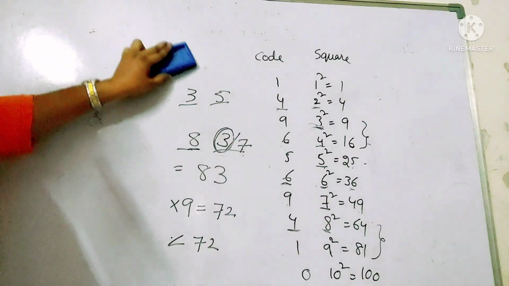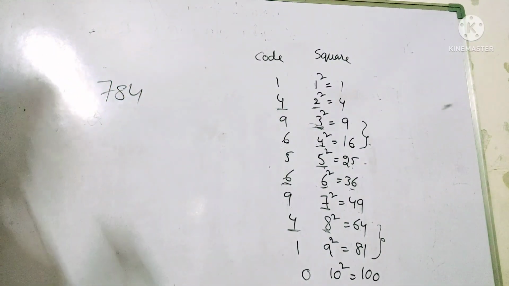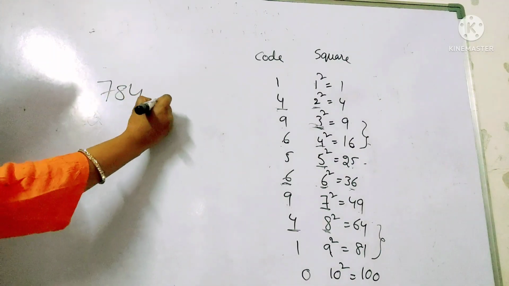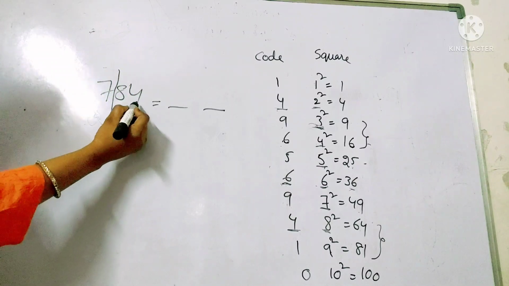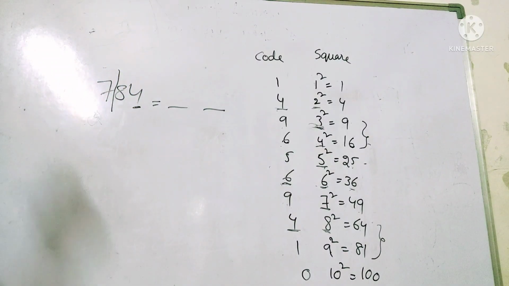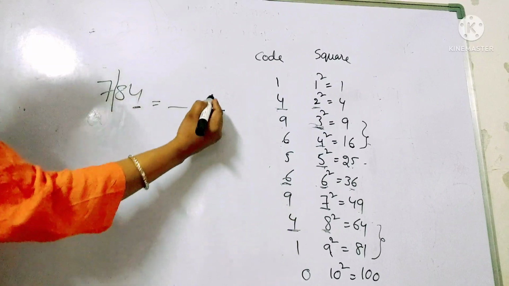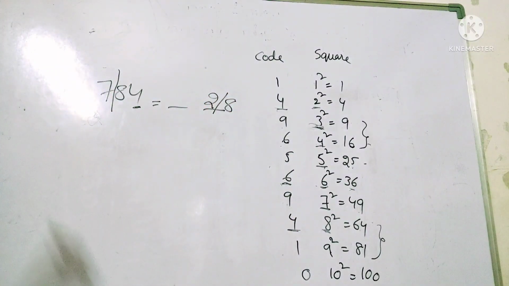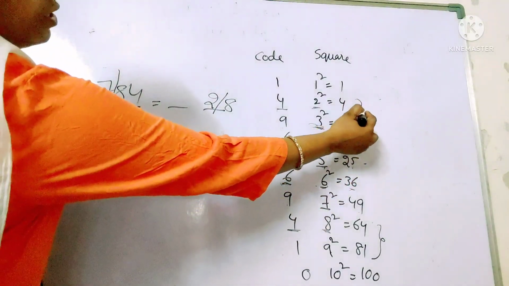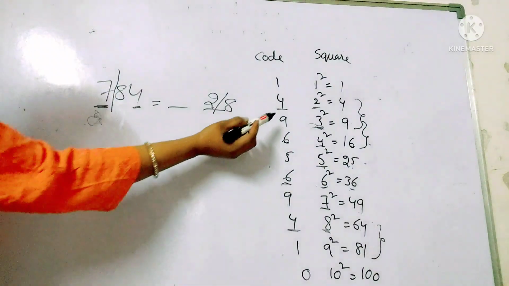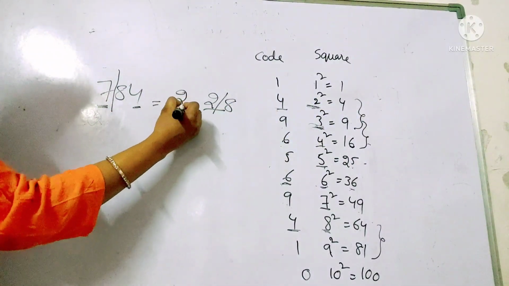Now let's see the last example, which is a 3-digit one. So 784. So always divide it into two parts. Okay, now 4, where we have the chances to get 4 as the first number, at 2 and at 8. So you have to take 2 or 8. Okay, now 7, where will this 7 be? Here between 4 and 9. So always choose the minimum number among these two, that is 2.